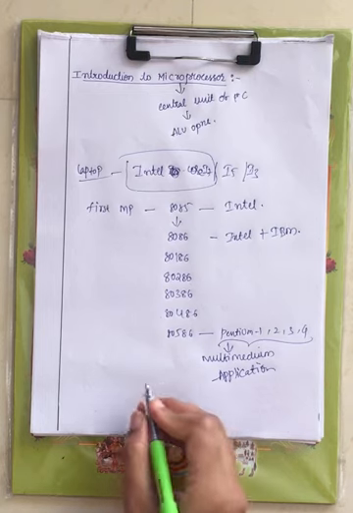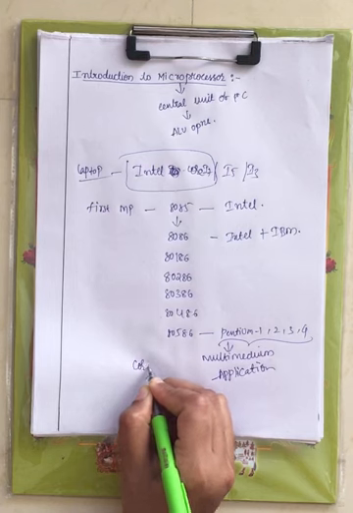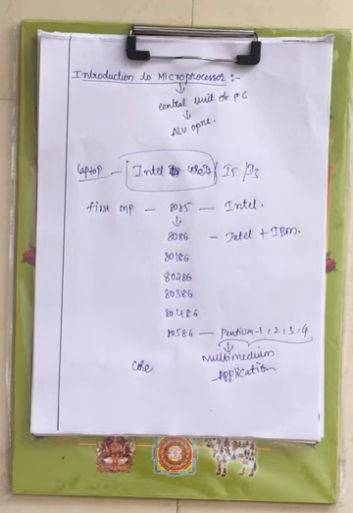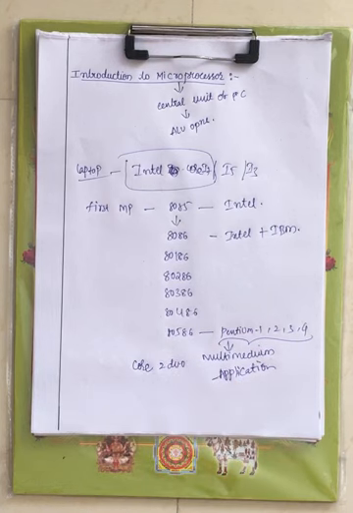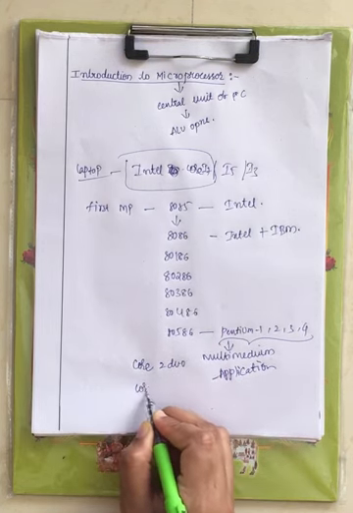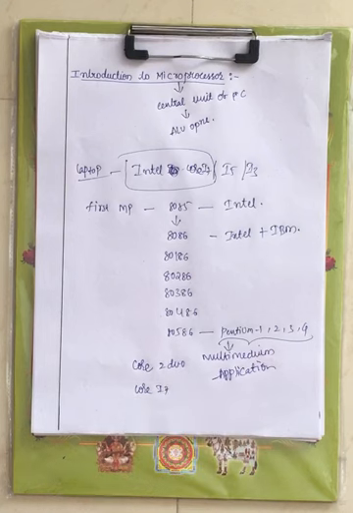Now after this 80586, the next processor invented was the Core 2 Duo, right? After the Core 2 Duo, you have Core i3, i5 and i7, right? This invention of processors will go on. Every 3 to 4 years you will get a new microprocessor in the market, right?